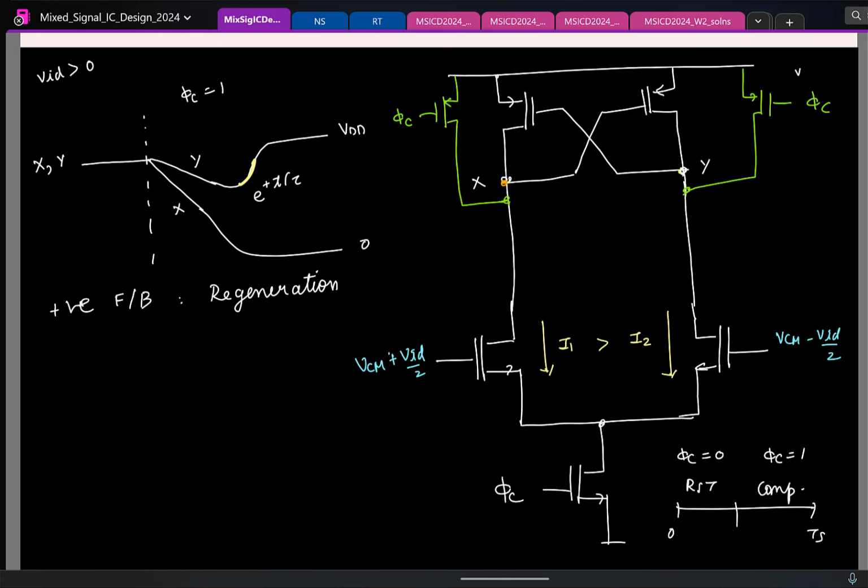So now if you reset it, the circuit behaves as usual. X and Y initially start from VDD, and you have the same. So every time you start a comparison, it will start from VDD, and the same thing will happen.